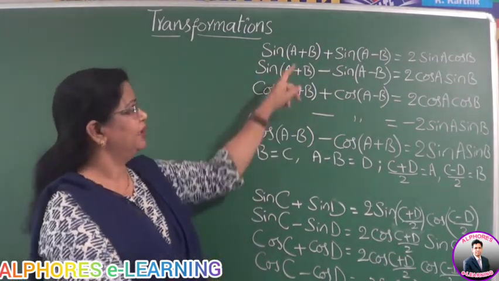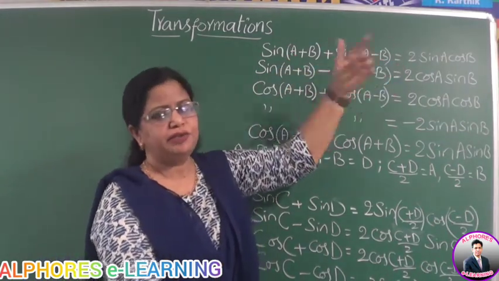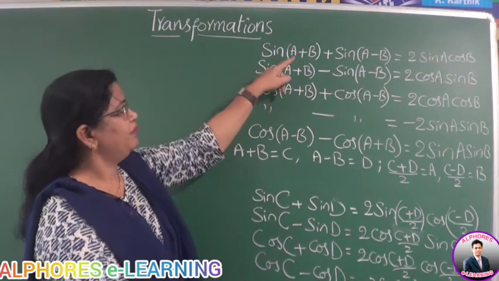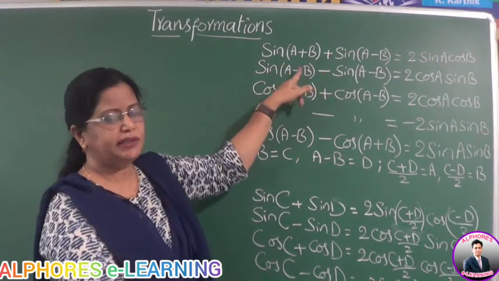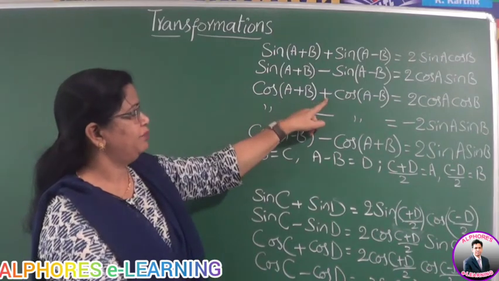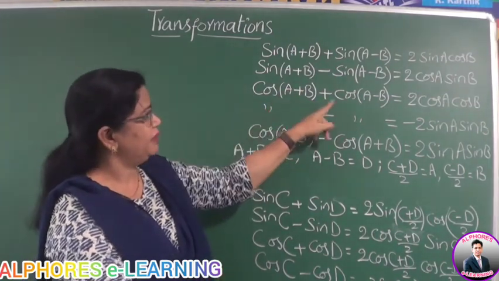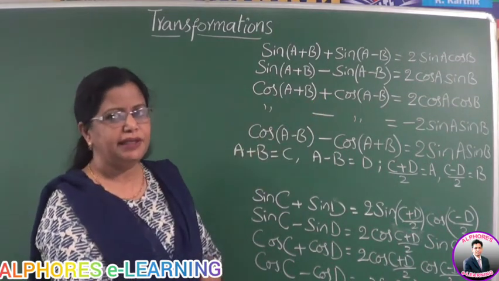Then if you add these two values, what is the answer you got? It is 2 sin A cos B. In the same way, if you take the difference, this is 2 cos A sin B. And this one has a plus symbol, both are cosine terms. And here also cosine terms only, but the symbol is a minus symbol.